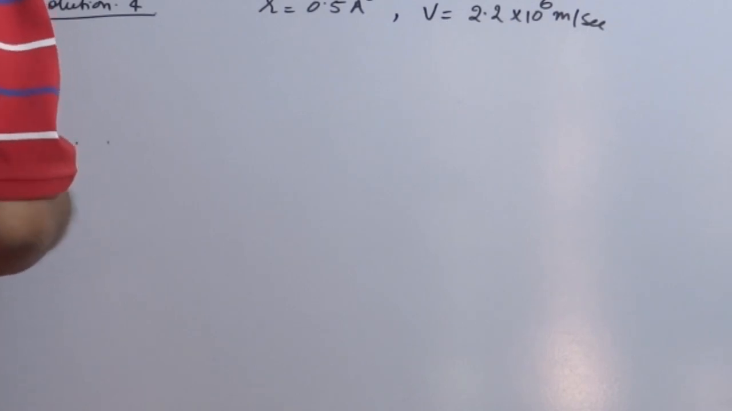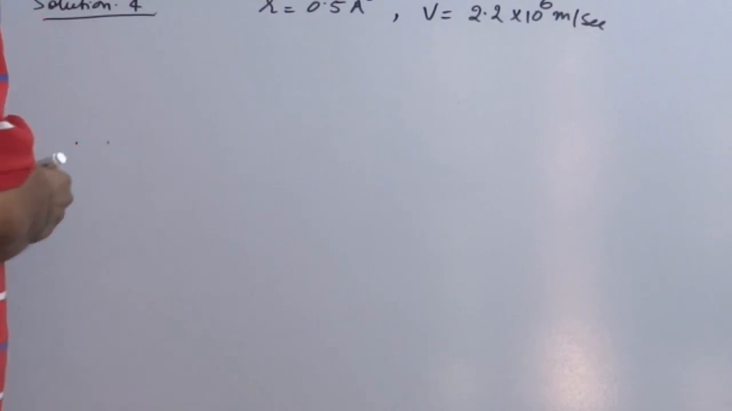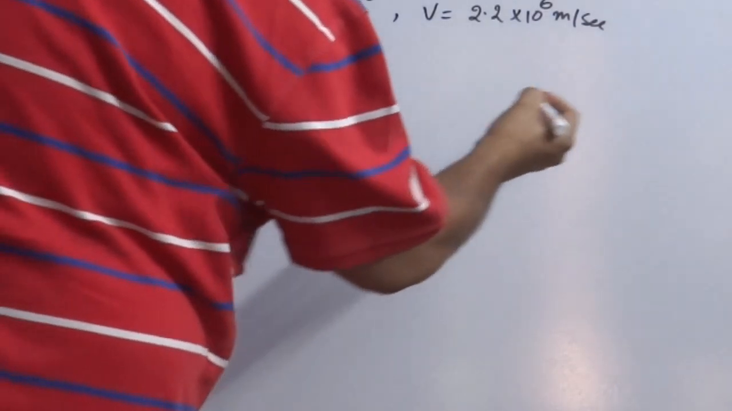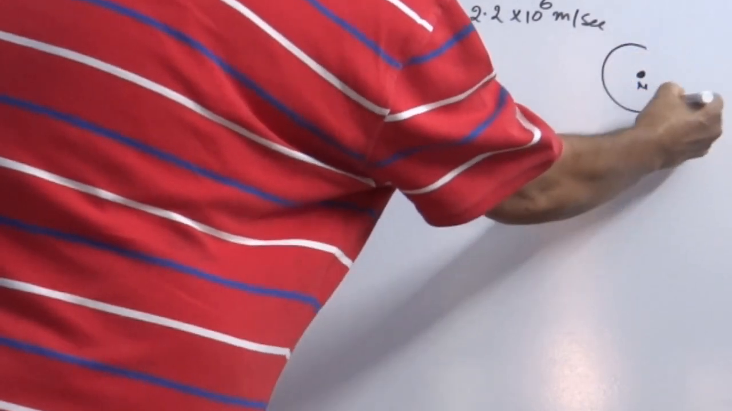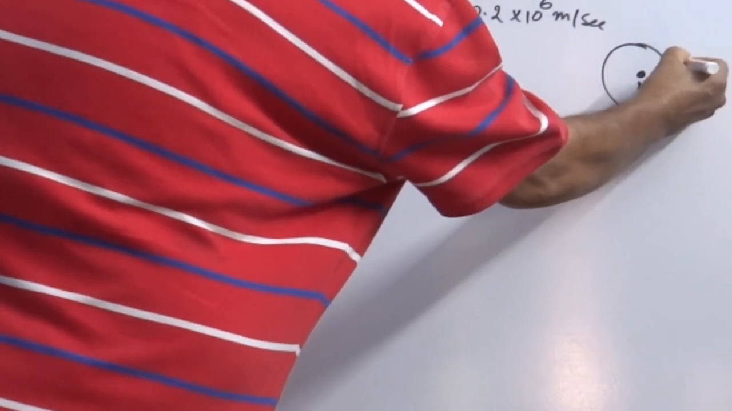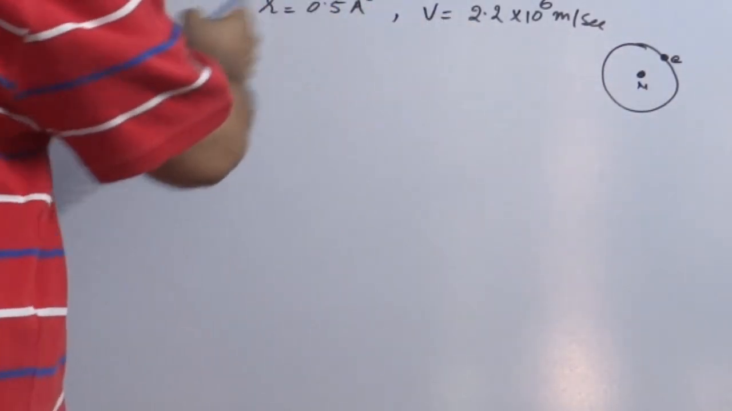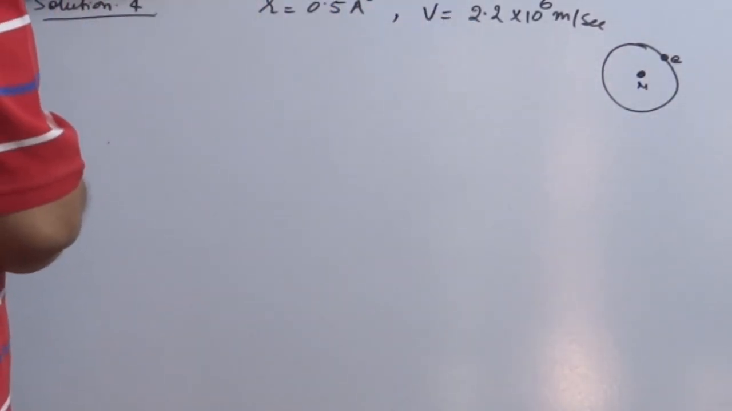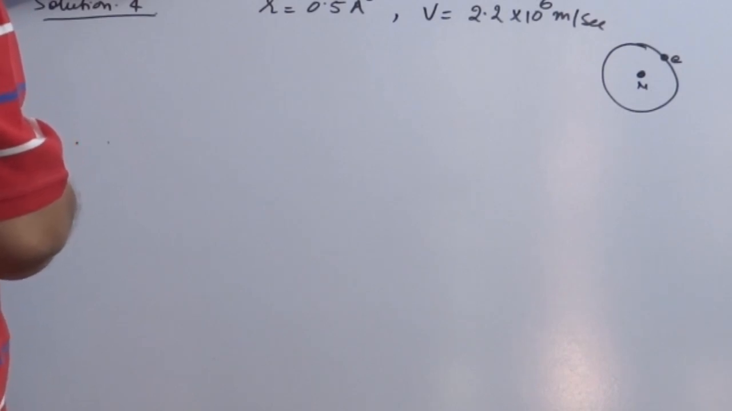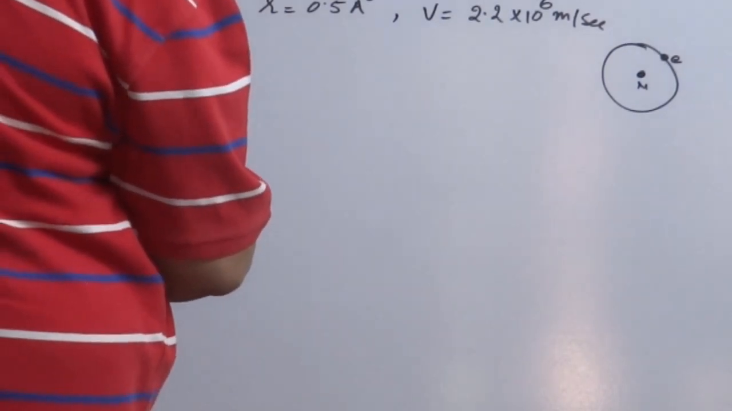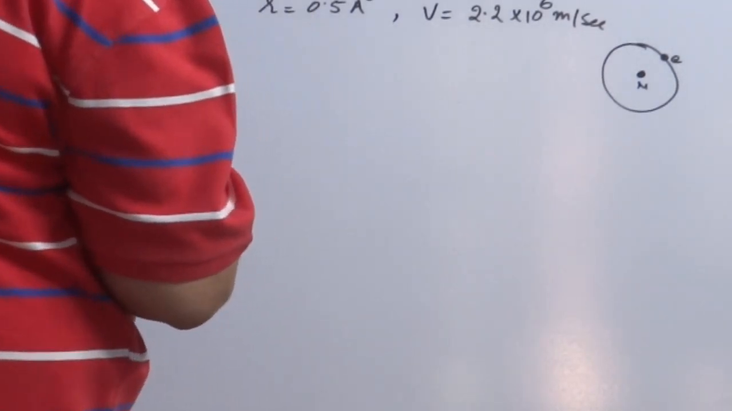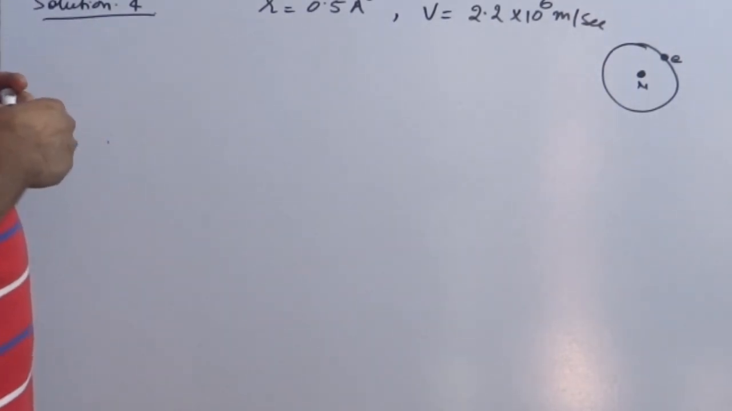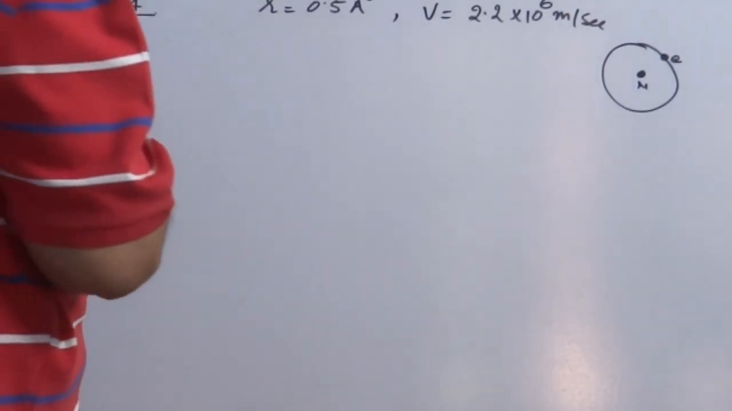What is the magnitude of magnetic field at the center of a coil? Interesting question. This is the nucleus of hydrogen atom. Electron is revolving around it with this velocity, radius is this. The question says calculate magnetic field at the center, the nucleus. So it is a case of circular coil again, but we have to locate what is the current. Right?